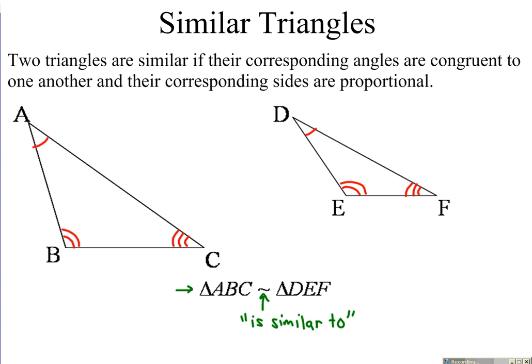Likewise, that means if we went to set up proportions, because the corresponding sides are proportional, AB and DE would be proportional, side AC and side DF would be proportional, and side BC and EF would be proportional to one another. So the order in which the similarity statement is given to you is very important. That's going to tell you angles that are congruent and sides that are proportional.